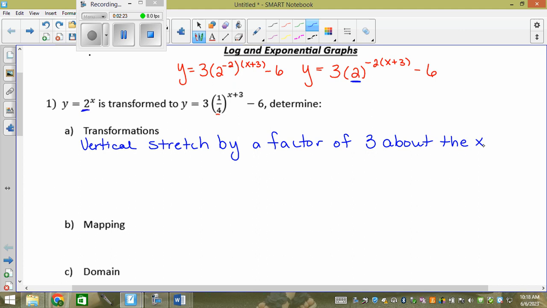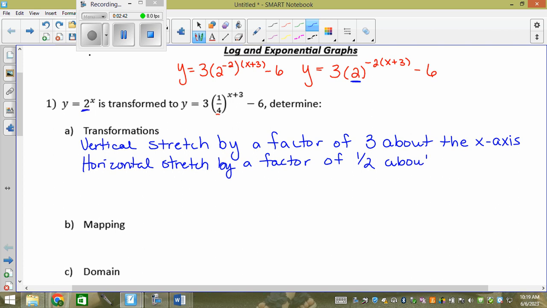Is there a horizontal stretch? Yeah. So no flipping y's, but the x's do. So we have a horizontal stretch by a factor of what? Of 1/2 above the y-axis. Are there any reflections? Yeah, there's a negative with the x, so it's a reflection in the y-axis.